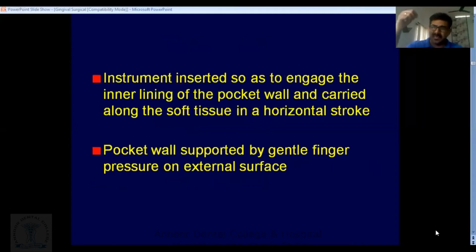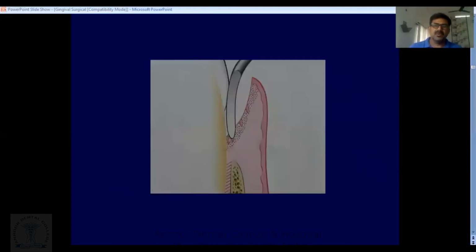Now what you do, you insert the instrument into the gingival sulcus so that the most apical aspect is adapted to the gingival sulcus, and then using a horizontal motion, and the outermost aspect of the pocket is supported on the external surface. Now this is how you do a curettage. Look here. You place the curette here, and on this outermost aspect, you place your finger. You support it with your finger, and then a horizontal motion is carried out by which this tissue is scraped. That is basically how we do a curettage.